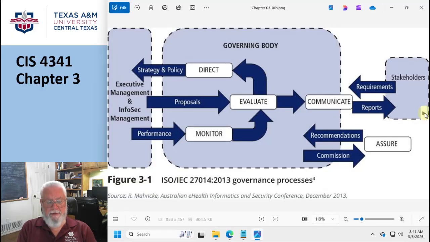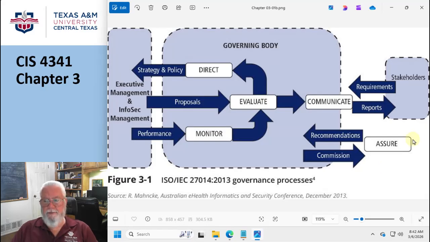All right, so here's basically how governance would probably work. This happens to be an ISO standard, but you don't have to deal with that. So you have some sort of executive management, InfoSec, we saw that. And some sort of a governing body that evaluates and monitors and communicates and assures. This is the assurance part. Remember, we talked about that in the due diligence part. I need to be assured that this stuff works. So the ISO standard for evaluating, directing, monitoring, communicating, and assuring. Those are the things you have to do.